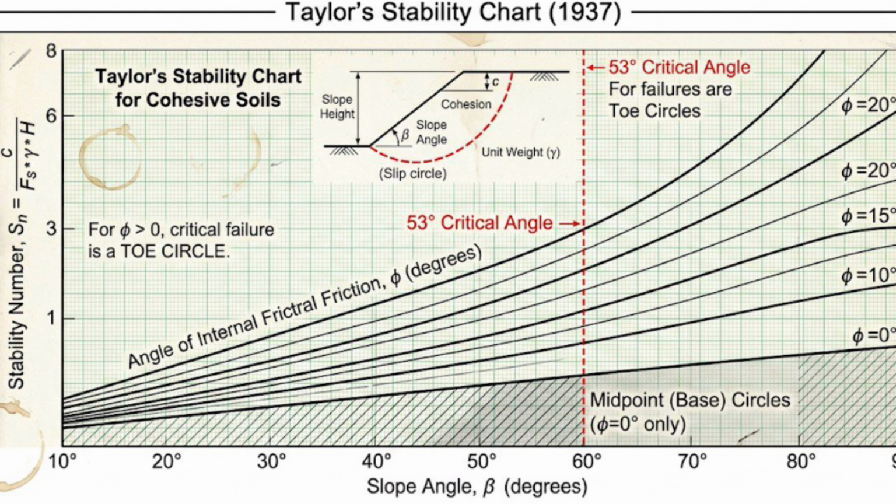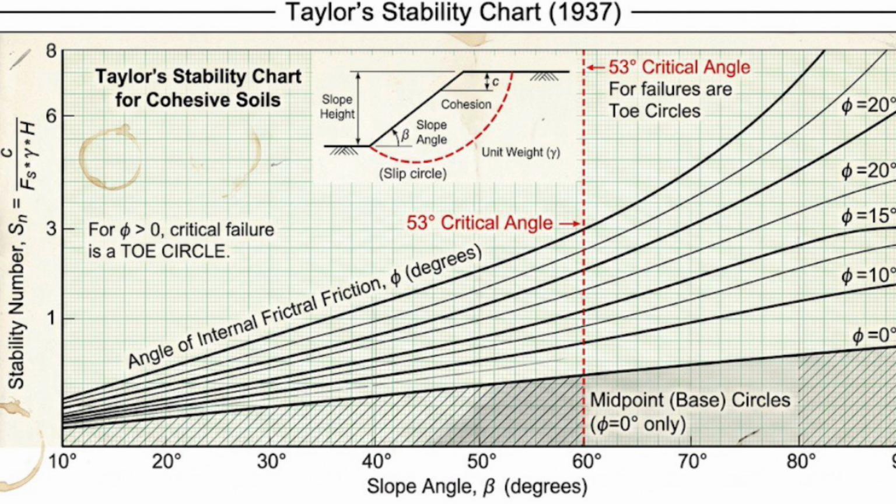Before Taylor, calculating this factor for a cohesive soil slope was a grueling process of trial and error, involving drawing hundreds of potential failure circles by hand. Taylor realized that if the soil was homogeneous, meaning it was the same stuff all the way through, he could simplify those infinite variables into a single, dimensionless value called the stability number. It was the engineering equivalent of a cheat code for the physical world.